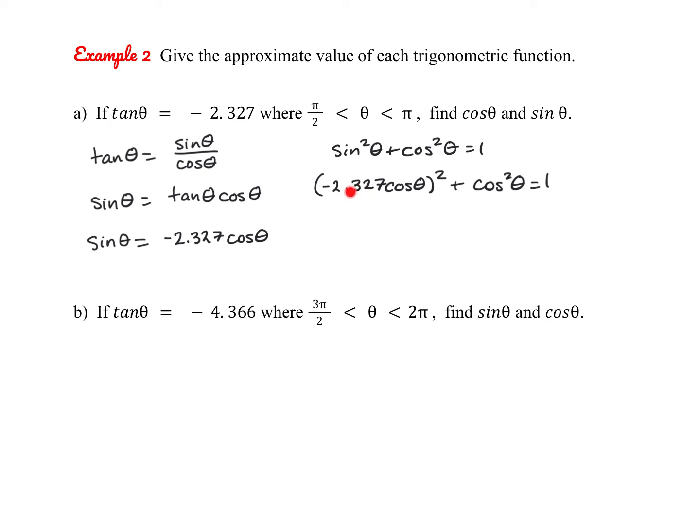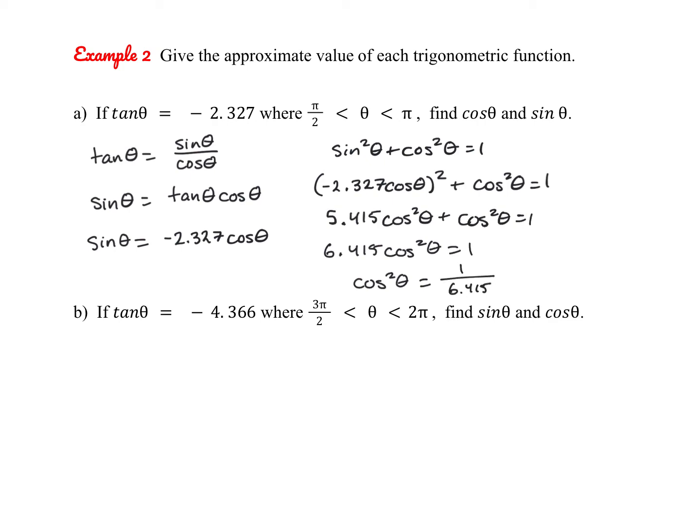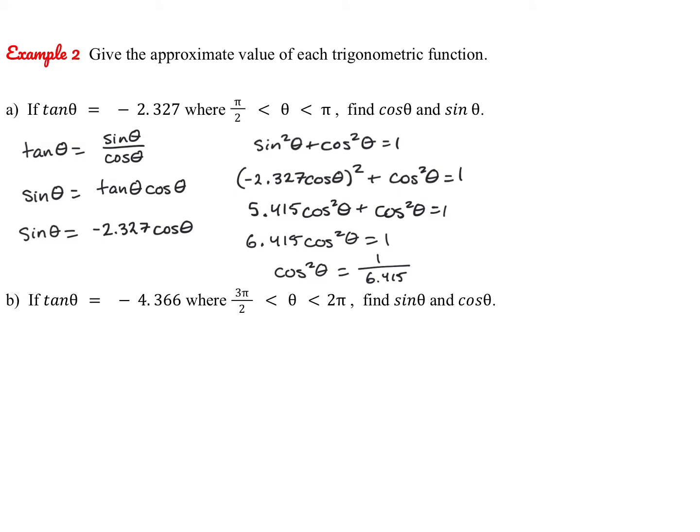So if you square this number here, we get 5.415. So we get 6.415 here. And then we're just going to isolate. And then we could take the plus or minus square root of both sides.